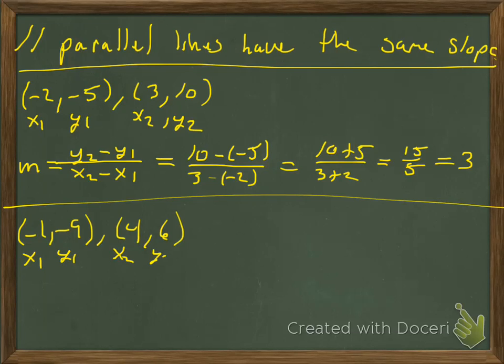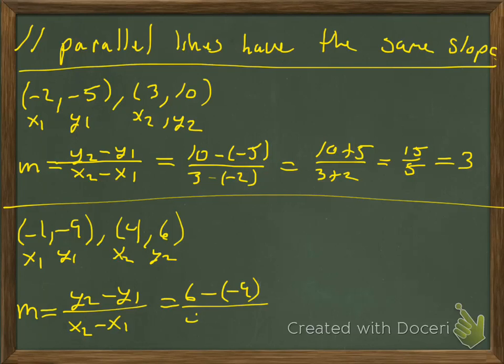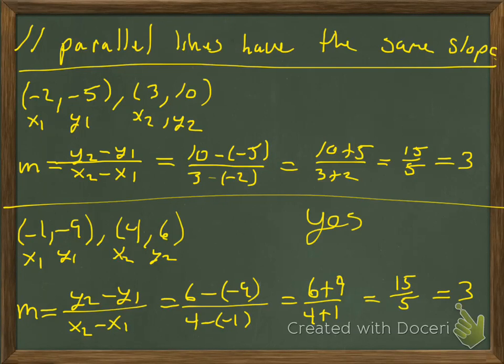Then we're going to look at finding the slope of this line. First x, first y, second x, second y. Slope is y2 minus y1 over x2 minus x1. y2 is 6, minus with the formula, y1 is -9, over 4, minus with the formula, and then -1. So when I take away something that's negative, that's a positive. So we have 6 plus 9 over 4 plus 1, which gives me 15 over 5, which reduces to 3.